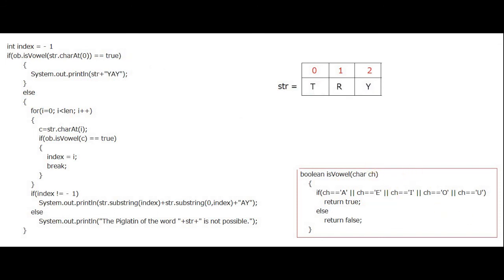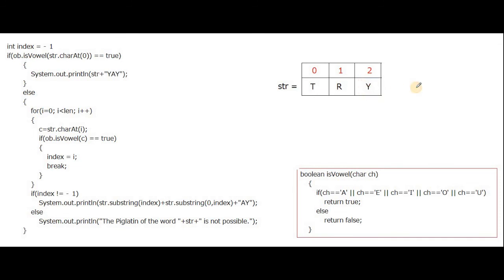In this case you can see we have taken the string "try". Here also indexing starts with -1. No problem. Now one by one it will be checked whether T is a vowel or not through this method. Of course T is not a vowel. Then R will be checked, and here also it is not a vowel. Then Y will be checked, and in this case also Y is not a vowel.